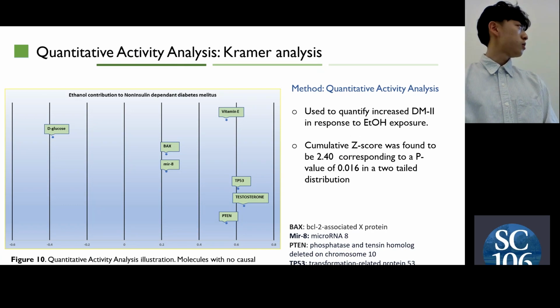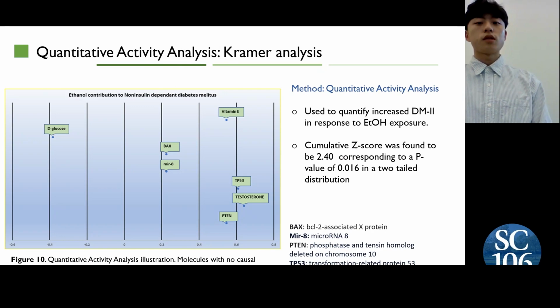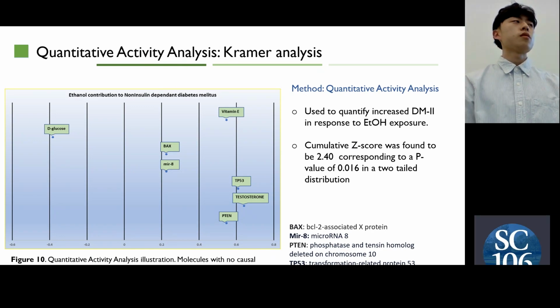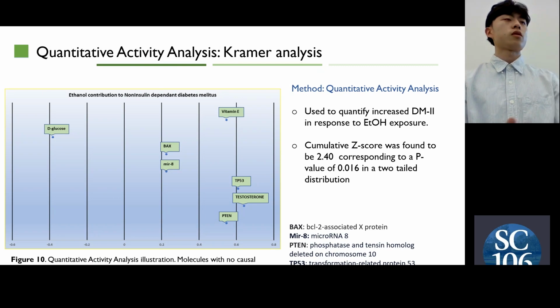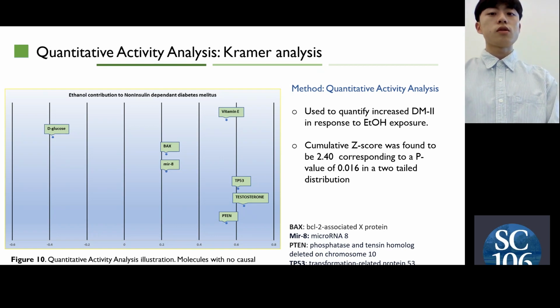So the reason why these molecules were included instead of all was that these 7 molecules were the only molecules that were having a direct effect, not only from ethanol, but also directly to DM2. Whereas for other molecules, they were either only affected by ethanol or only affecting DM2. So these molecules did show us that there was a direct effect between ethanol directly to DM2.